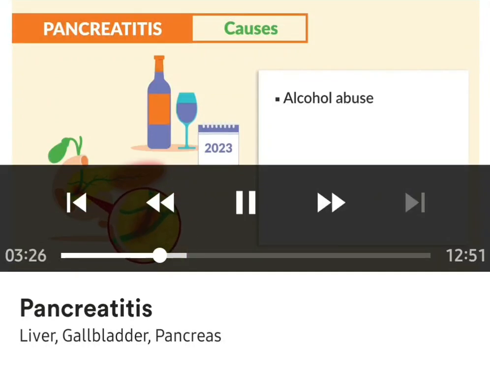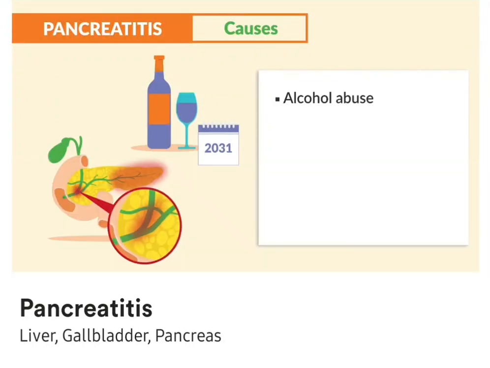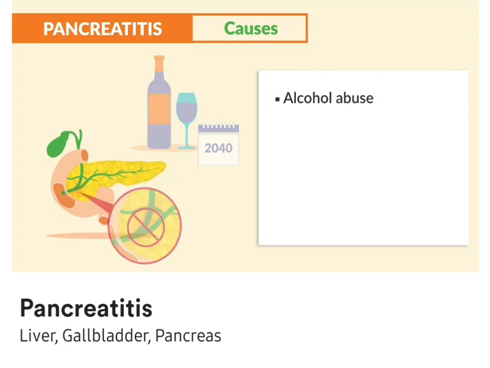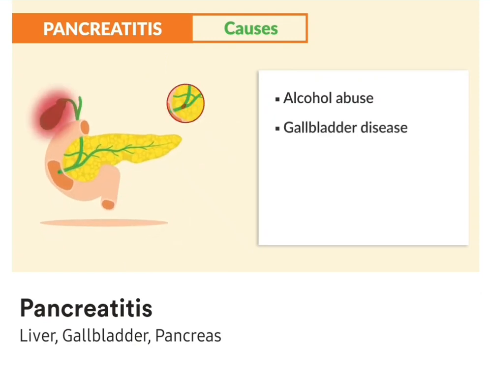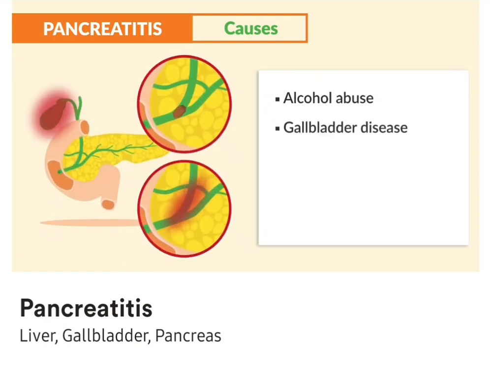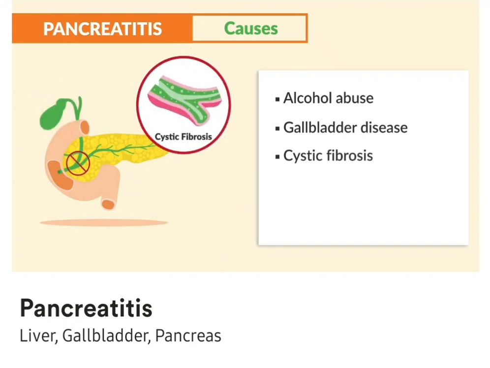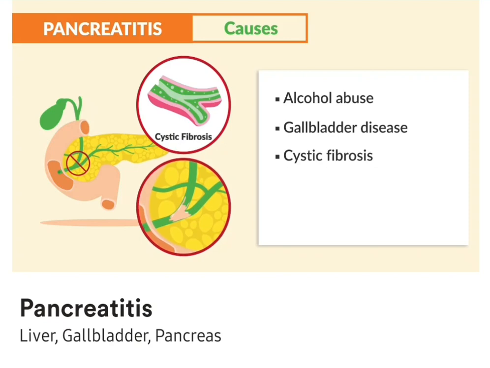which ends up inflaming the little duct and occluding it, or basically blocking it. Now, gallbladder disease as well, we talked about a gallstone or even inflammation that now blocks this duct. And even cystic fibrosis, where we have serious mucus. This mucus can block the pancreatic duct.